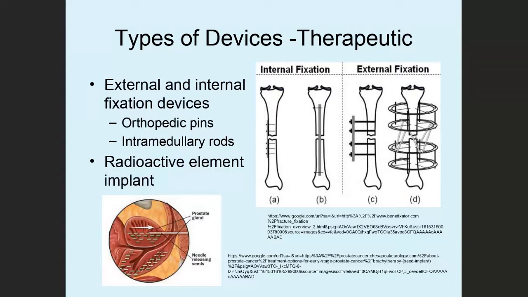Here's some more examples of therapeutic devices. For bones, for fractures, you have internal fixation and external fixation. For example, orthopedic pins and intramedullary rods are devices used in treatment in the bone or outside the bone. There's also radioactive element implant. These are therapeutic. These are placed in the prostate, and then radiation is used to treat prostate cancer.